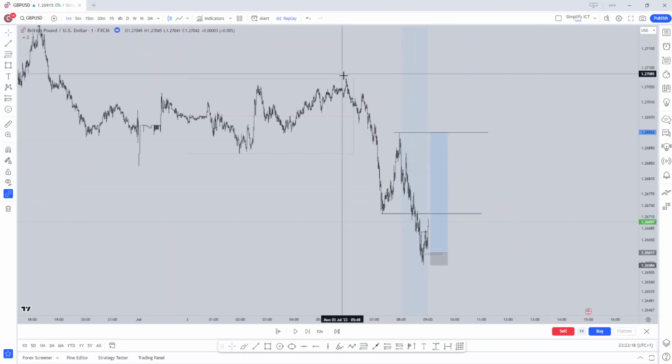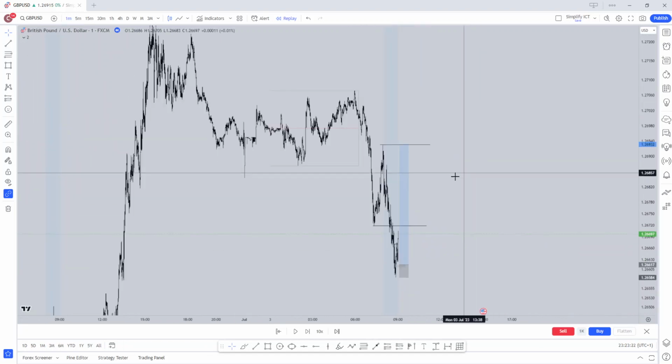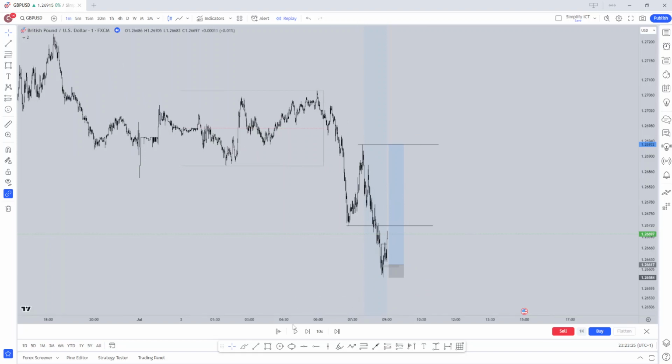Where could our second take profit be? Could be up here. Why? Because this is an Asian high. Why is it a good TP area? Because session highs are high liquidity zones.